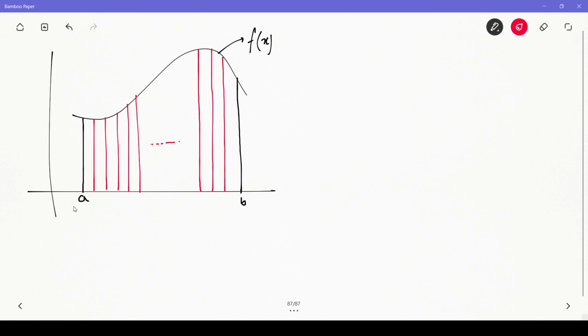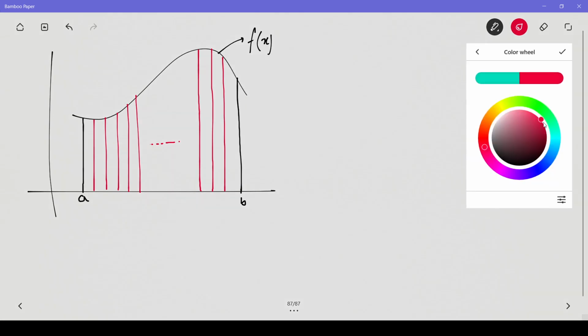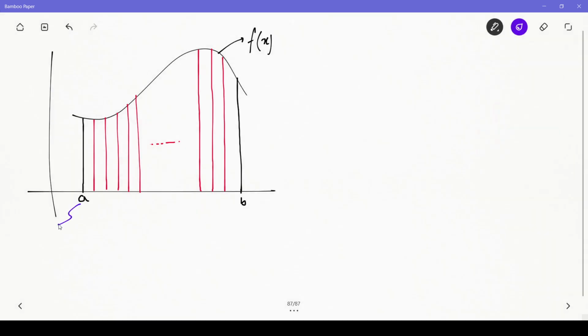Okay, so let's denote our lower limit as x naught right now. So let's say this is x naught. This has to be x1. This is x2, and so on up to what we have. So this will be x n.